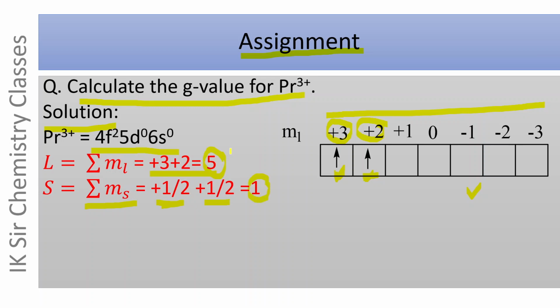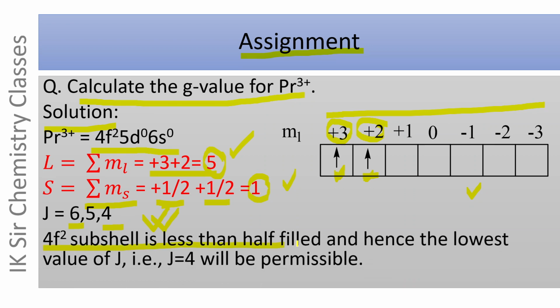Capital L is equal to 5, capital S is equal to 1 and the value of J varies from L plus S, that is 6, to L minus S, that is 4, in integral steps 6, 5 and 4. There are 3 values for J. The 4f2 subshell is less than half filled, and hence the lowest value of J is selected for the ground state. Thus, the values of L, S and J for Pr triple plus ion are 5, 1 and 4.